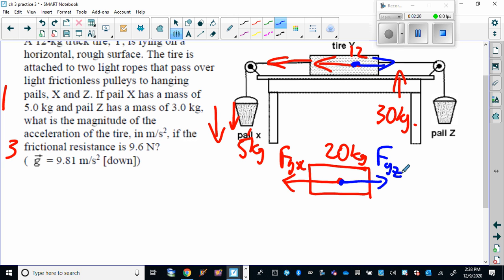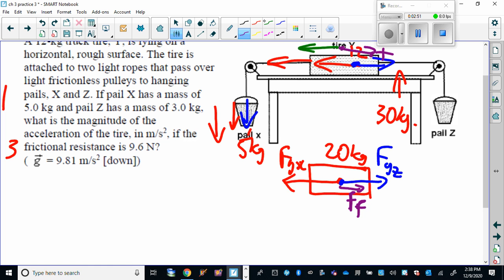And then we just have to decide about the frictional force. And this is pretty important that you decide which direction is the frictional force. It's not difficult, because obviously if this pail is going down and the entire tire is going to the left, then the frictional force must be to the right. So FF is to the right. That's very important because you have to make sure you get the signs correct.